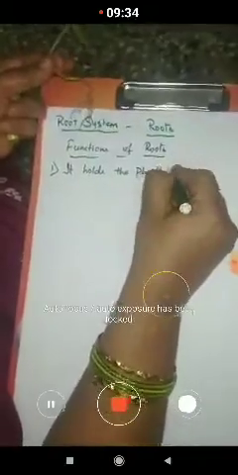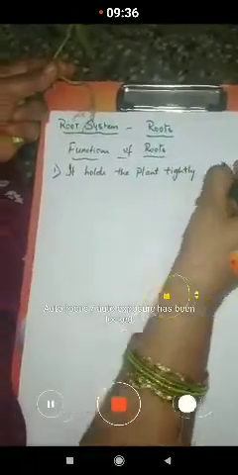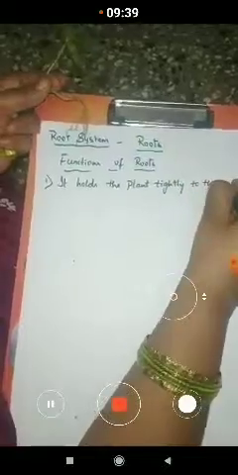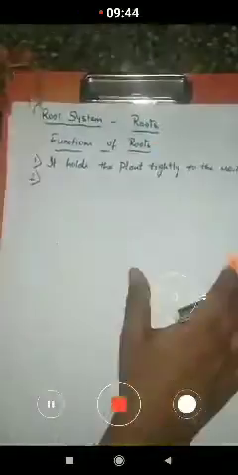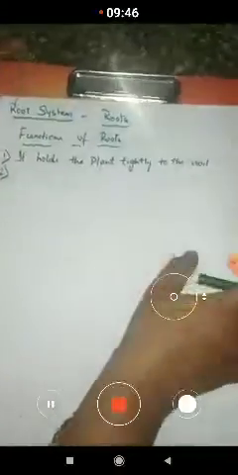As it holds the plant tightly, when we pluck it, we won't get the plant out so easily. So the first function of the root is that it holds the plant tightly to the soil. Yes, this is the first function.